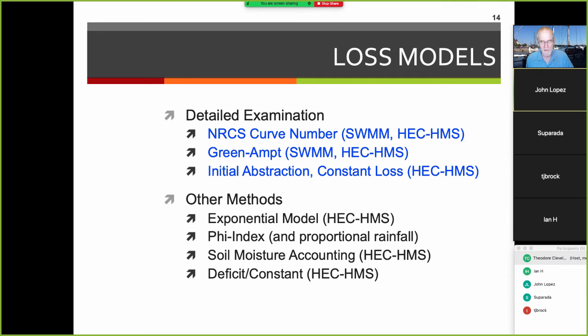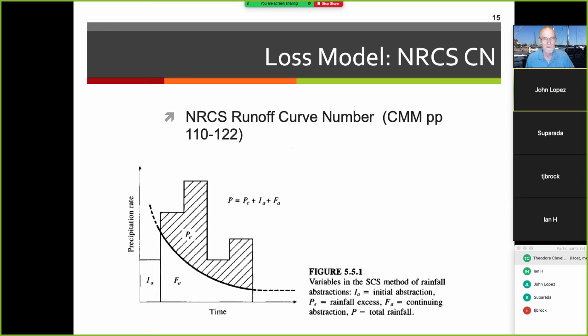And generally the questions that you're asking of the model will guide your decision. All other things being equal, the simplest is going to be probably the best, because you'll be able to obtain the data or explain the results better. So we'll start with the NRCS model.